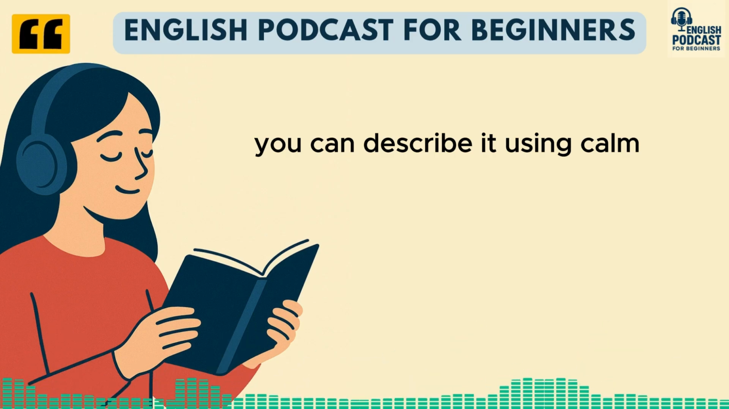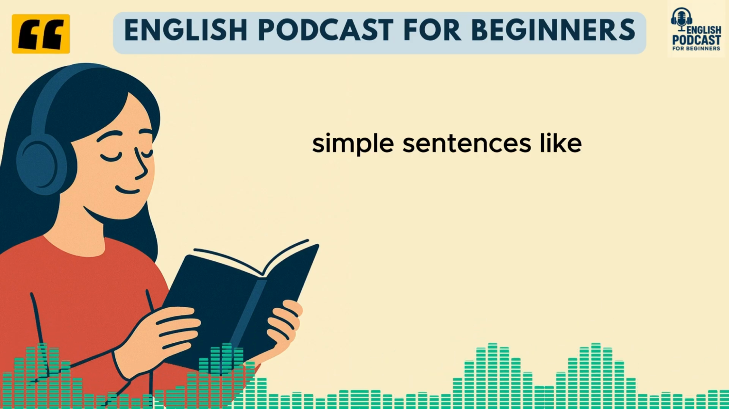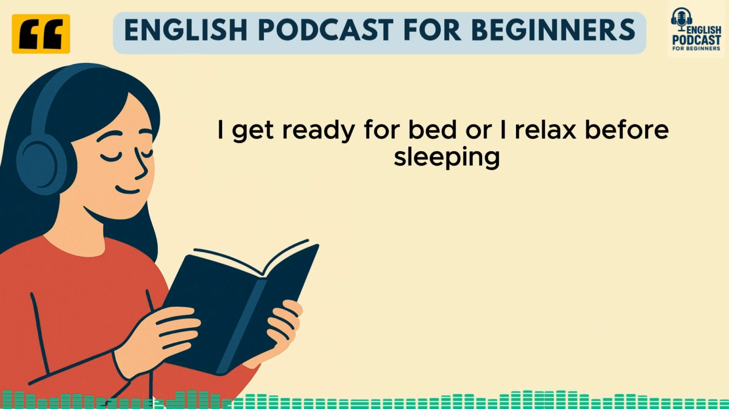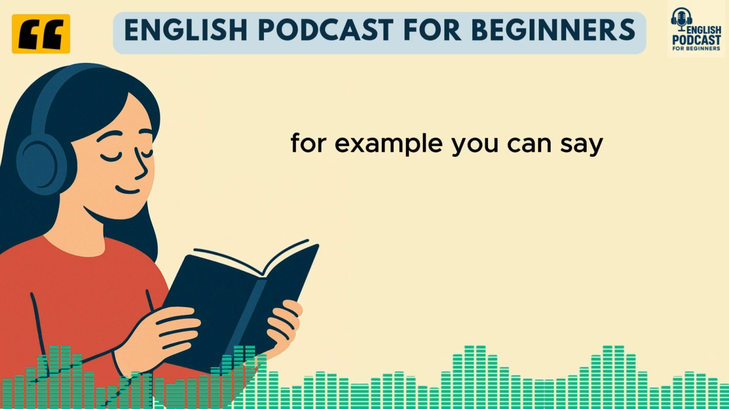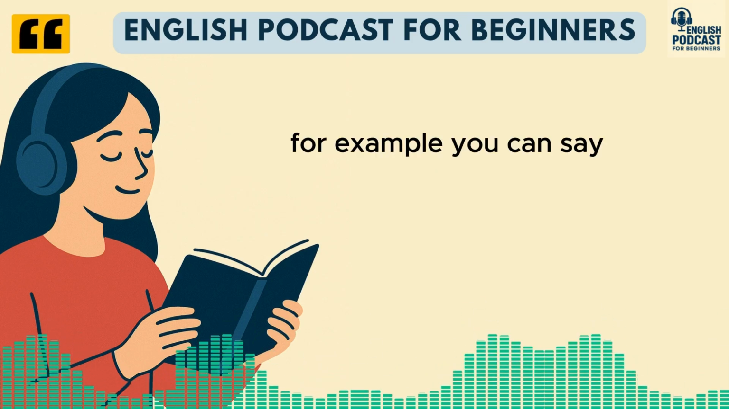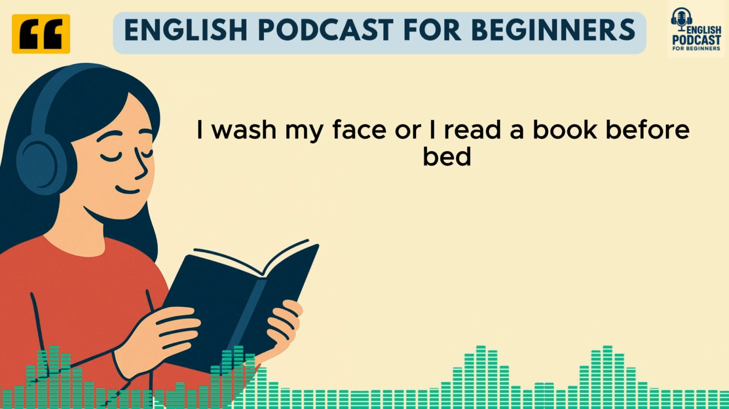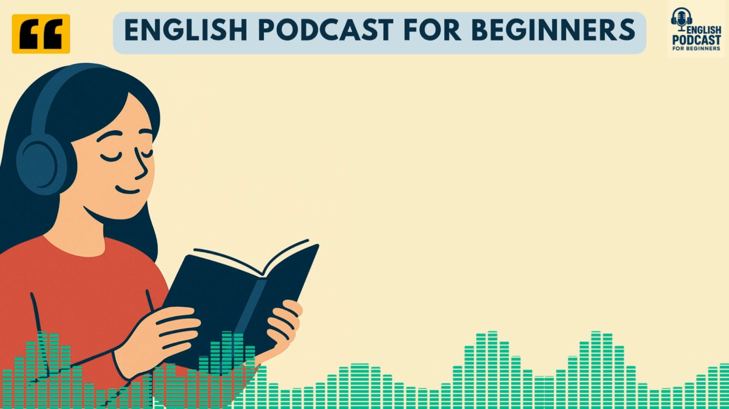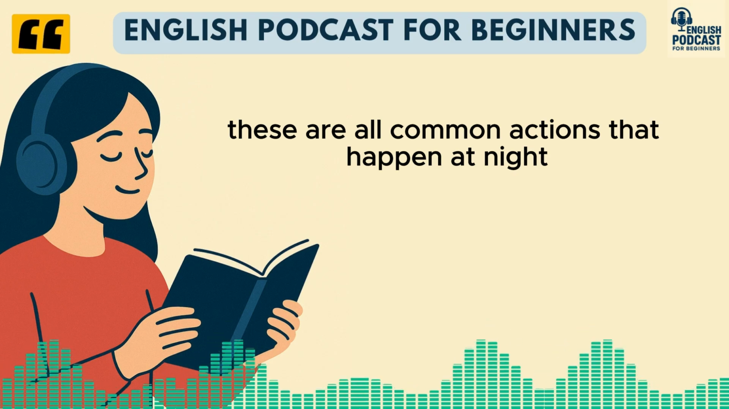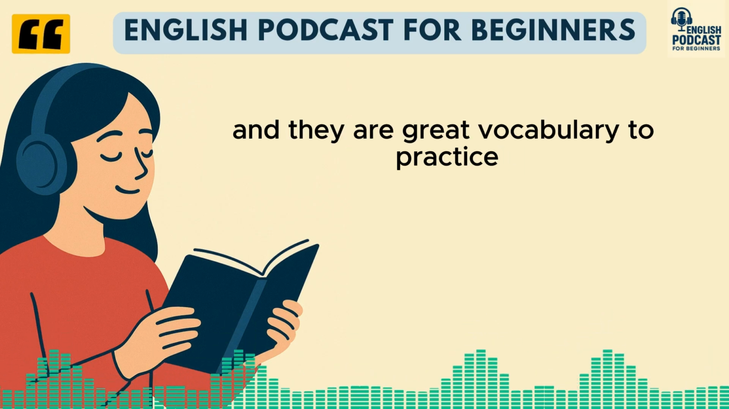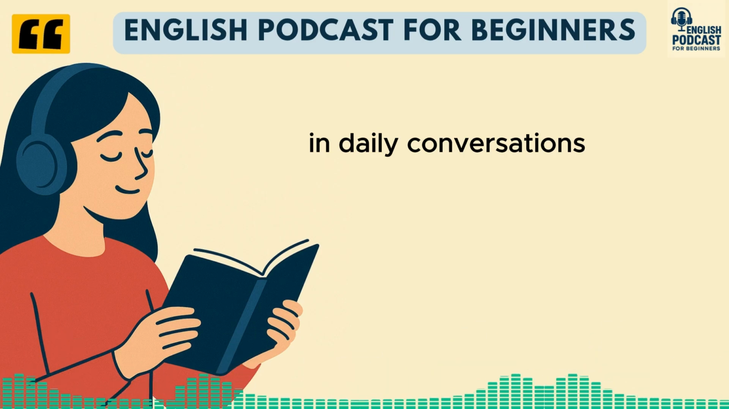You can describe it using calm, simple sentences like, I get ready for bed, or I relax before sleeping. For example, you can say, I turn off my phone, I brush my teeth, I wash my face, or I read a book before bed. These are all common actions that happen at night, and they are great vocabulary to practice in daily conversations.